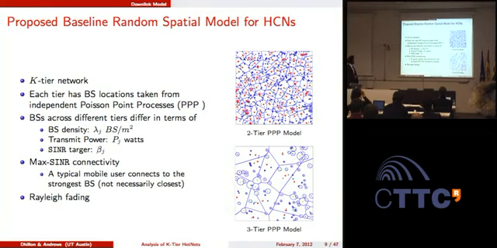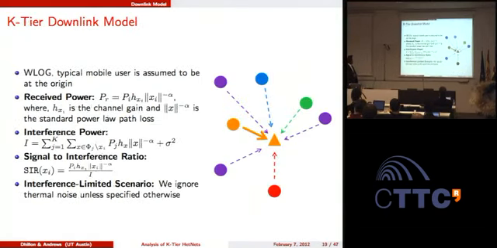And then we have this max SINR connectivity model. This is to associate users with the base stations. So we assume a typical mobile user connects to the strongest base station, which of course is not necessarily the closest one because of fading. So we have max SINR connectivity here, and as for fading, we assume Rayleigh fading. We have already had a long discussion on propagation, so I won't explain what it is. And then we have this k-tier downlink model, and again it is in continuation with Guillaume's talk, so you would have seen this equation there.